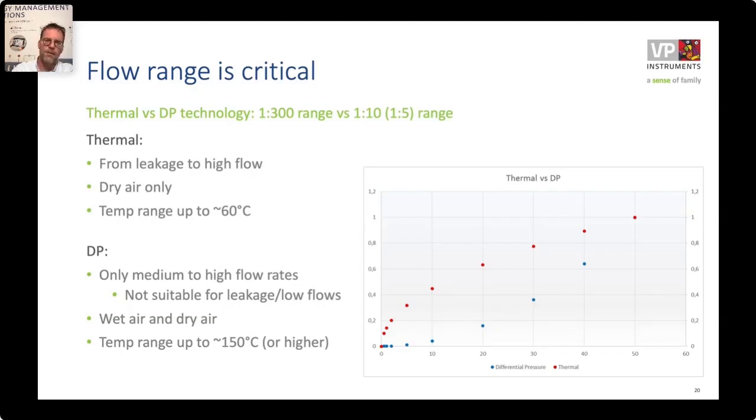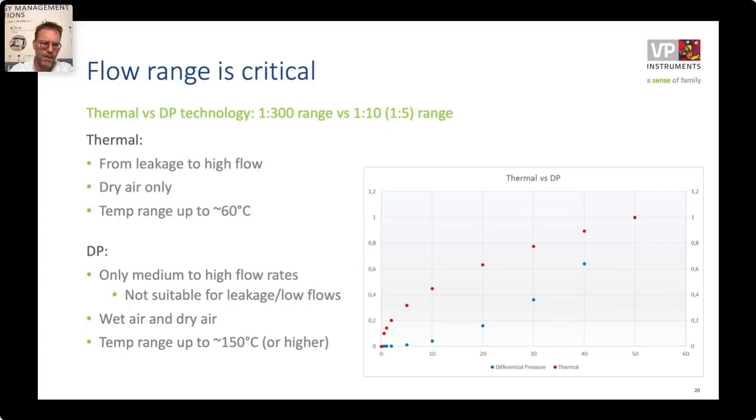Another thing to look at besides flow range is also the temperature range. Temperature typically for thermal mass flow devices is limited. There are some exceptions to this, but in general you could say that the temperature range is limited to about 60 degrees Celsius, while differential pressure devices, it's basically a piece of metal in the pipe, so it can go much higher. And last but not least, differential pressure is also much more suitable for wet air.